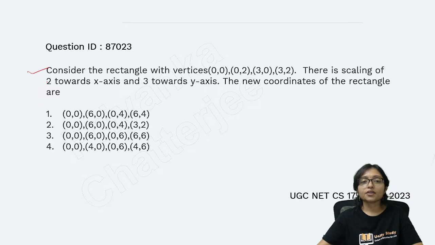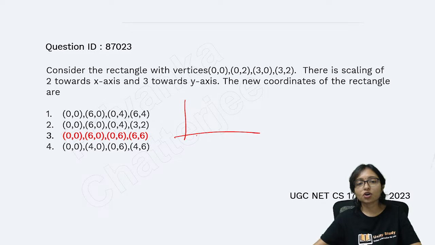Consider the rectangle with the vertices that are given to you. There is scaling towards the x-axis and y-axis, as given. Now you have to find the new coordinates of the rectangle. What will be the new coordinates? Okay, answers are coming. Very good. Super, all of you.